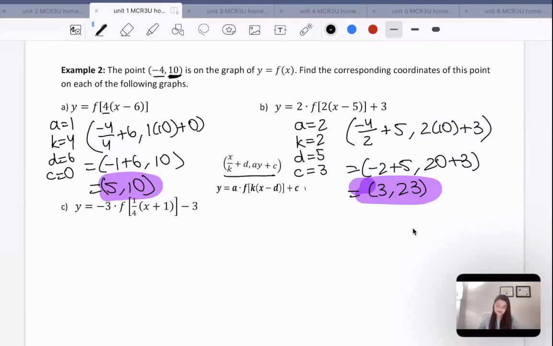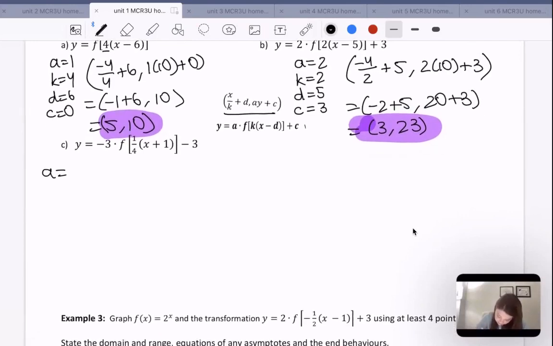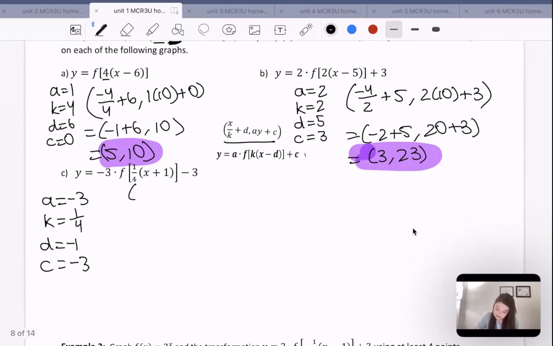Okay, all right, let's try 2C. All right, so A is negative 3, right? K is a fourth. D is negative 1, right? Because this says plus 1, but there's actually a negative in our equation, so we need another negative in order to make a positive to get positive 1, so that's why negative 1. And then C is equal to negative 3. Okay, very cool. And our original point, let's remind ourselves, is negative 4, 10. So therefore, x is negative 4 and y is 10.